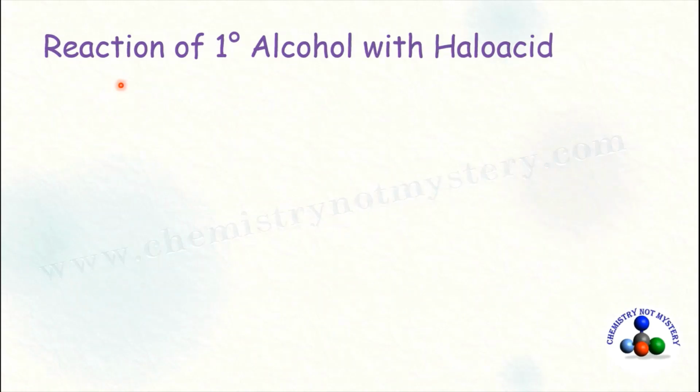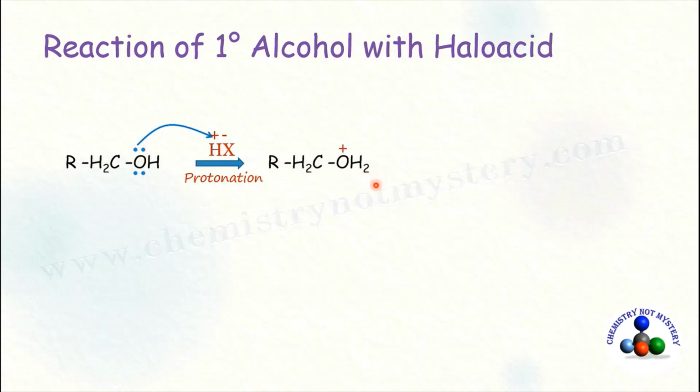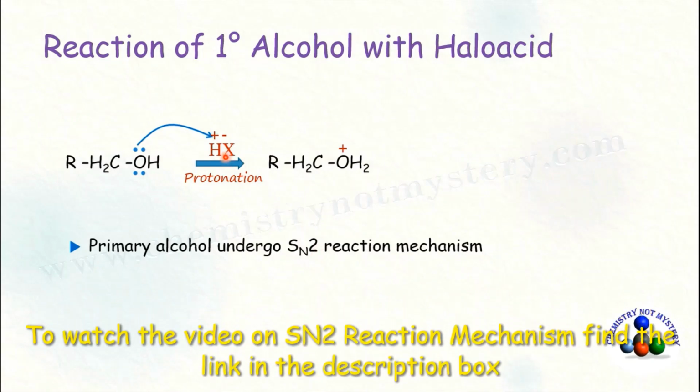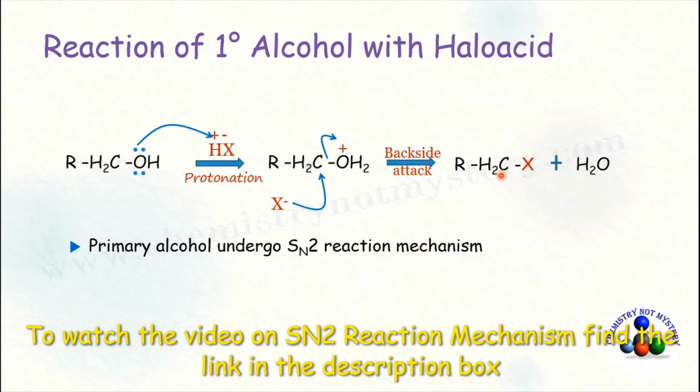Now come to the reaction of primary alcohol with halo acid. When alcohol reacts with halo acid, first step is to convert OH negative ion into a good leaving group by protonation. So oxygen donates its lone pair of electron to H plus ion and forms protonated alcohol. As it is a primary alcohol, it undergoes SN2 reaction mechanism. Here X negative is the nucleophile which will attack from the back side of the molecule and expel H2O positive ion in the form of water molecule and attach itself with the carbon.